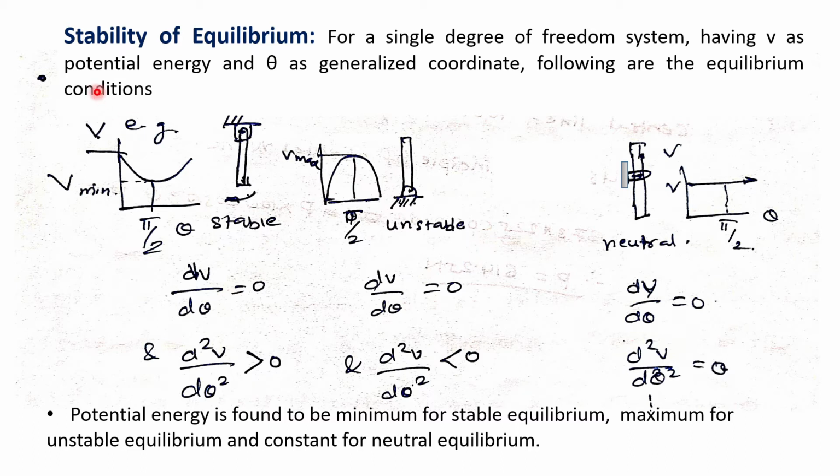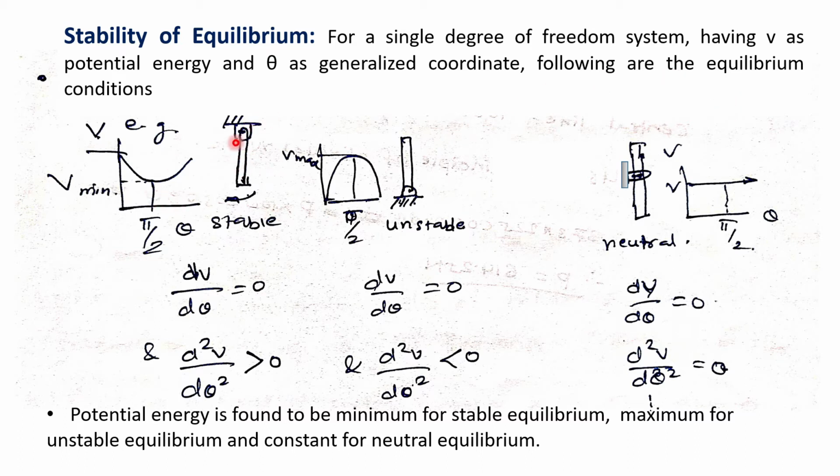Before that, let us try to understand the concept of stability of equilibrium. All of us are aware, dear students, of the concept of potential energy and kinetic energy. For the single degree of freedom system we are considering, suppose a system here having V as the potential energy and theta as the generalized coordinate. Following are the conditions of equilibrium.